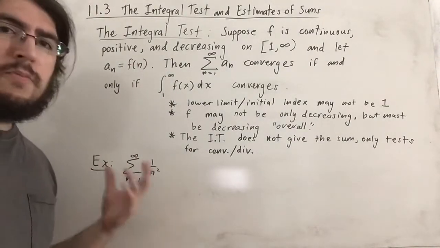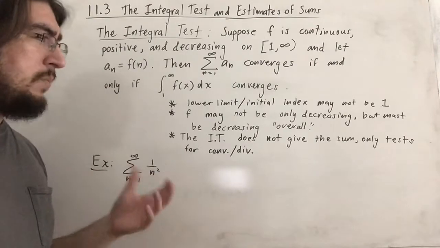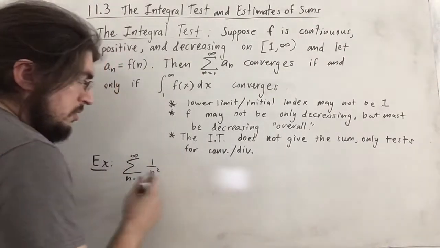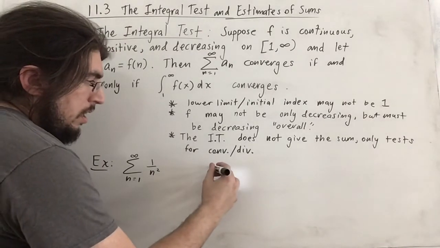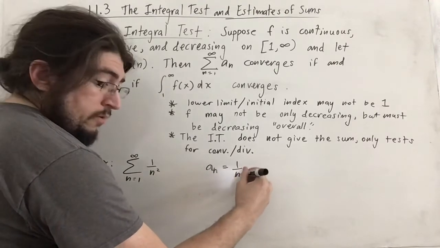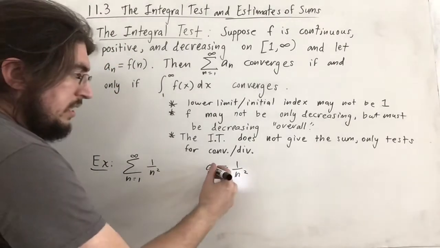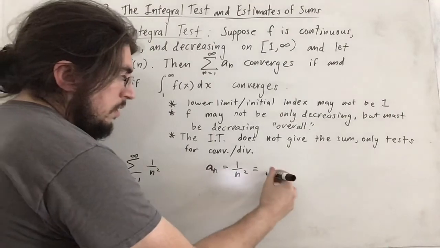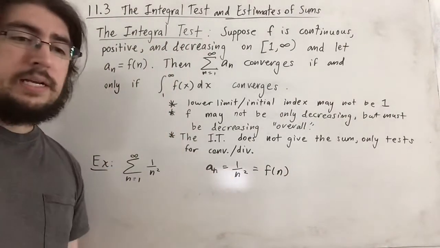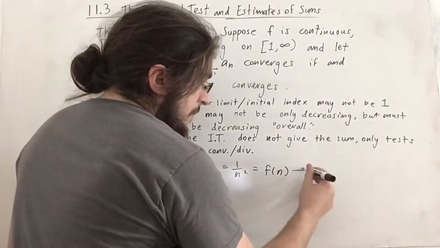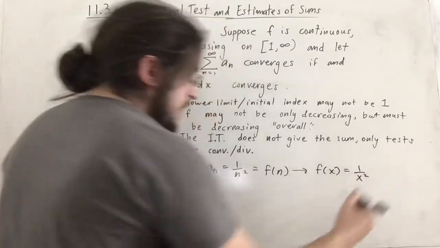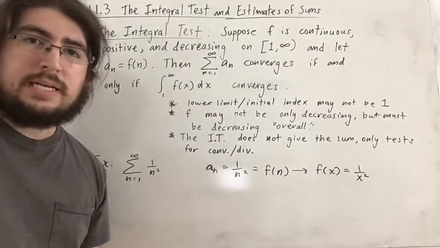So in order for me to use this example as a little bit of an explanation as to why the integral test is true, of course, a sub n in this case is 1 over n squared. And this is our f of n. That's what the integral test statement says here. Now, that means that f of x would be 1 over x squared. So to find f of x, you just replace n's with x's, basically.